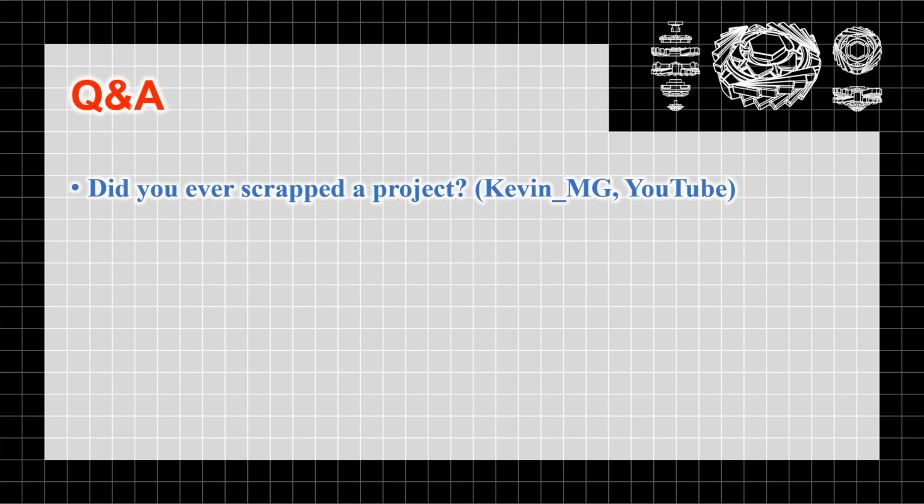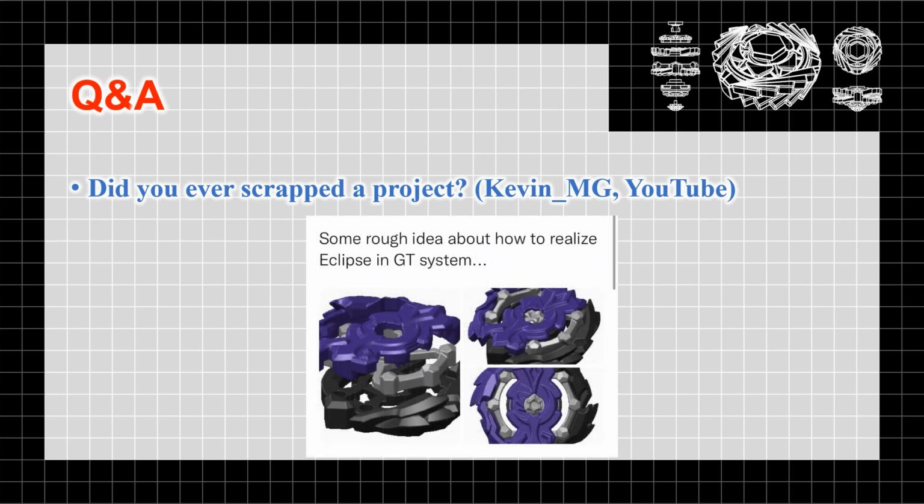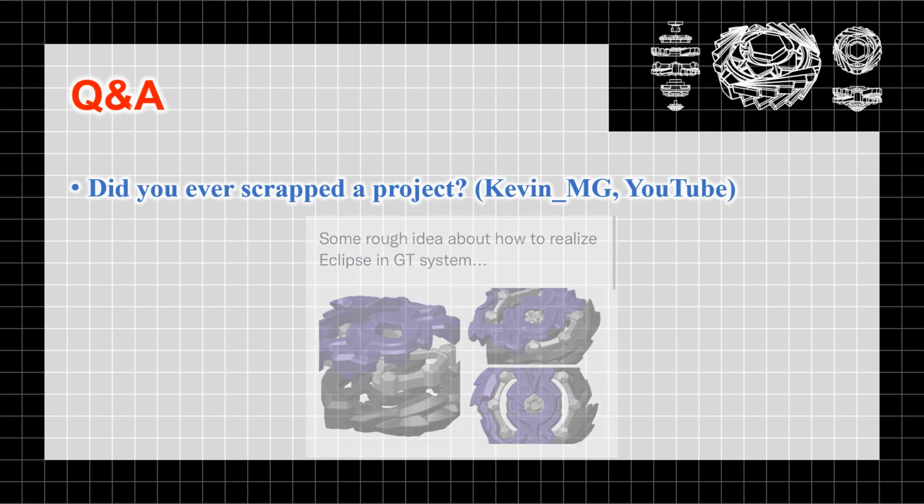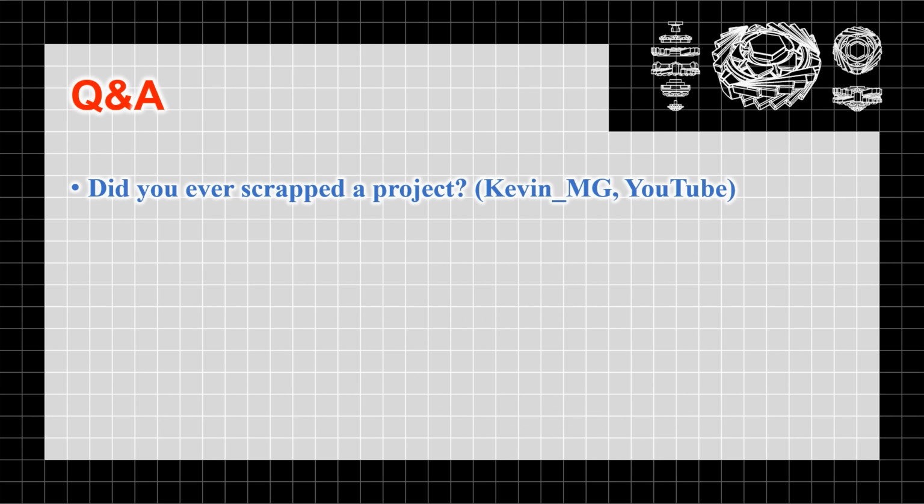Did you ever scrap a project? Yes. For example, recently I published DB Apollos, and there will be DB Artemis and Eclipse soon. But actually, as early as GT, I was thinking about making an Eclipse evolution. I even made a prototype model, but I realized it's not strong enough. It would just break easily. So I stopped that project. But now I have a chance to continue working on Eclipse. Yeah, it's good.